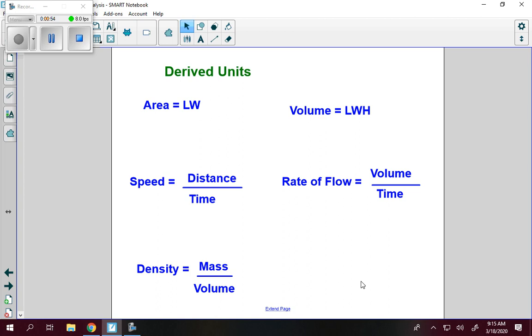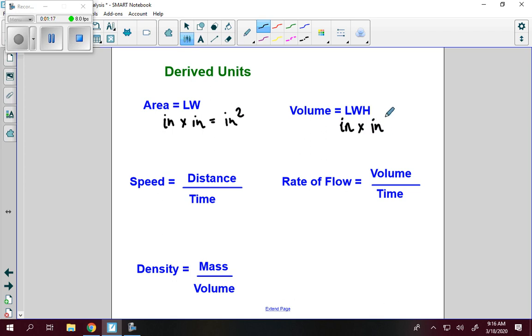So derived units are area, which is length times width, volume, which is length times width times height. And if you have length times width, if you have something like inches by inches, then you get inches squared. If you have volume, you have length, which we'll say is inches, times width, which we'll say is inches, times the height, which we'll say is inches. So your answer there would be in inches cubed, because you're multiplying those three dimensions together.